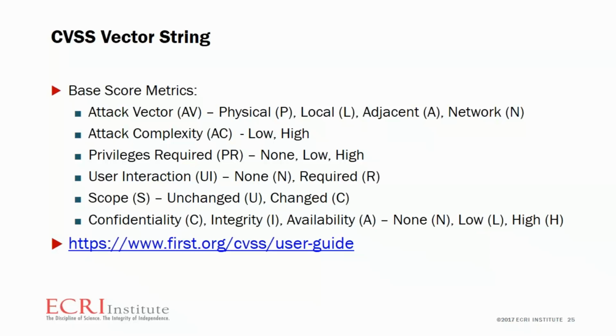And then we have the CIA triad of security. This would be your confidentiality, whether or not maybe PHI is at risk. Integrity is whether or not you can change the data of a system. And availability is whether you can hinder access to the data of the system. And these go into a lot more detail at the CVSS website.